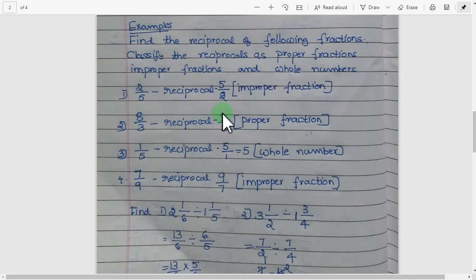8 by 3. Reciprocal is 3 by 8. Very simple question and answer. This is a proper fraction because the numerator is smaller than the denominator. So proper fraction. 1 by 5. Reciprocal is 5 by 1. 5 by 1 is always 5. So this is a whole number. 7 by 9. Reciprocal is 9 by 7. Again it is an improper fraction. Numerator is bigger than the denominator.